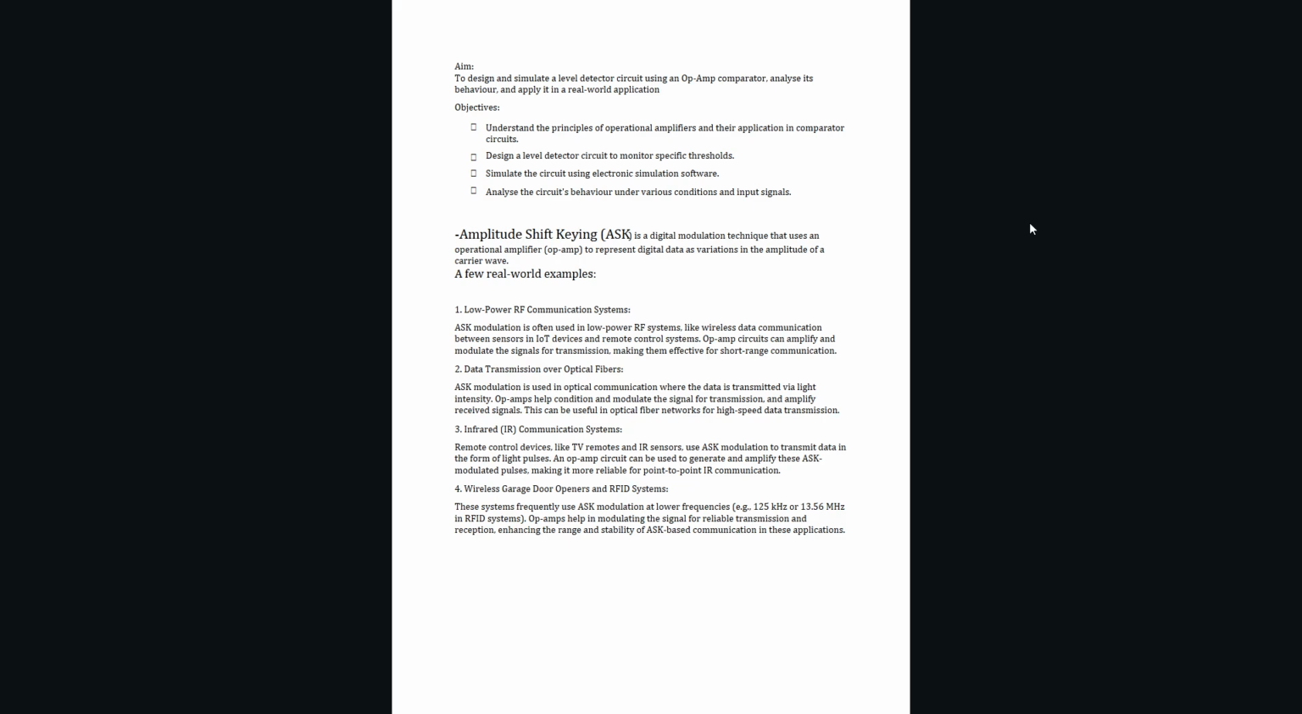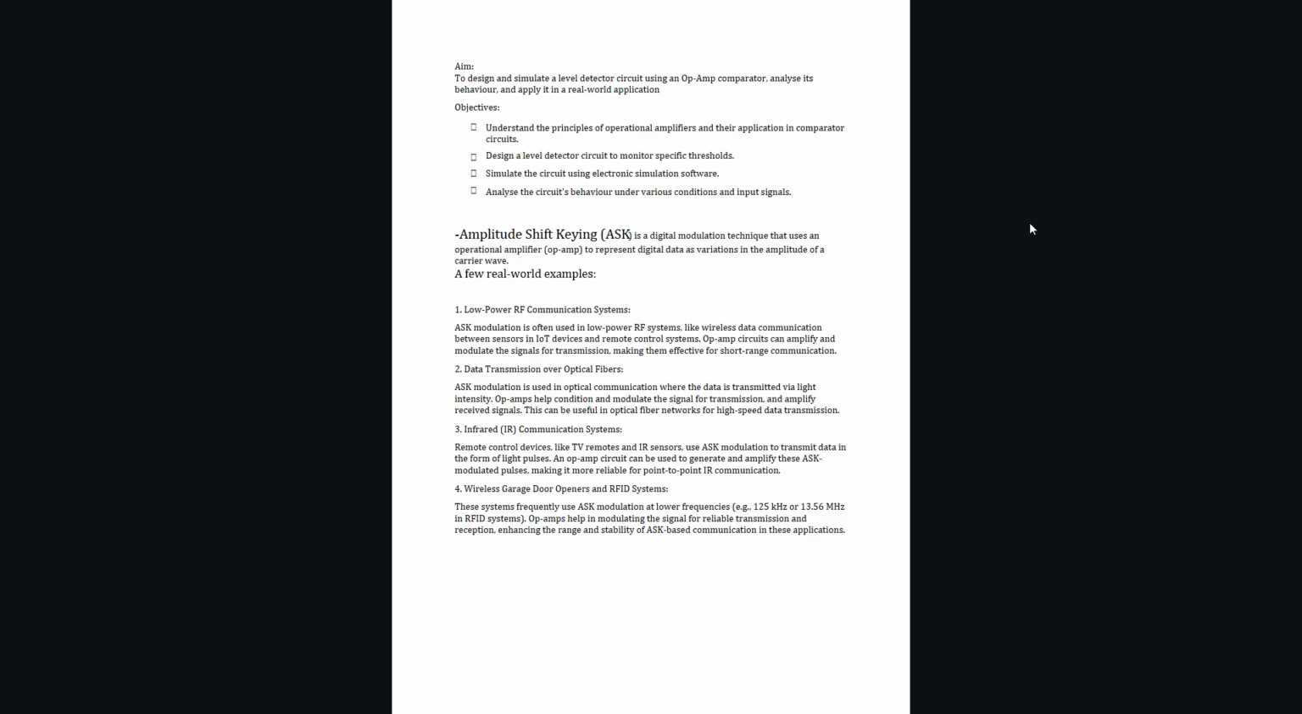Data transmission over optical fibers. ASK modulation is used in optical communications where data is transmitted via light intensity. An op-amp helps in this condition. Infrared communication systems. Remote control devices like TV remotes and IR sensors use ASK modulation to transmit data in the form of light pulses. An op-amp circuit can be used to generate and amplify these ASK modulated pulses.